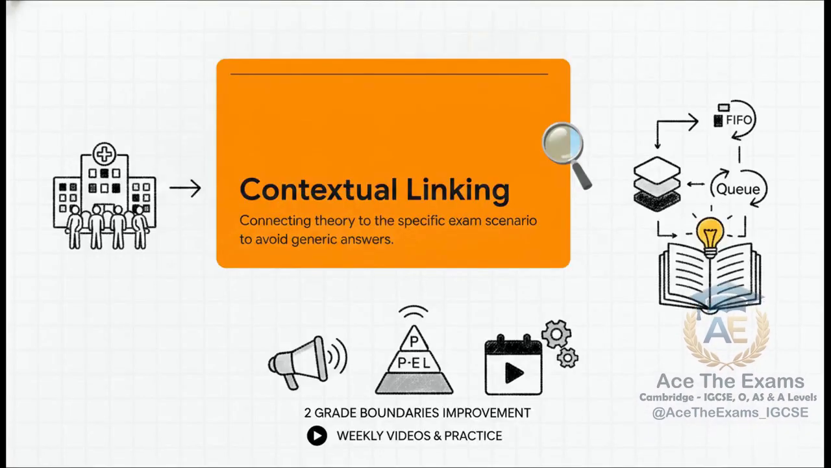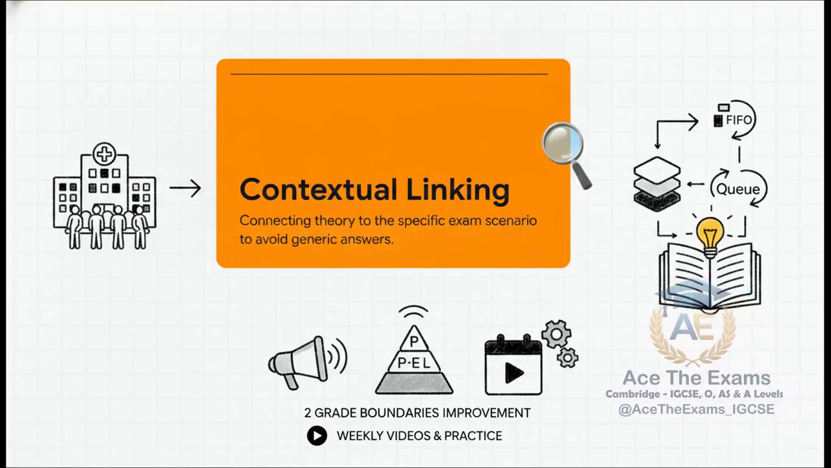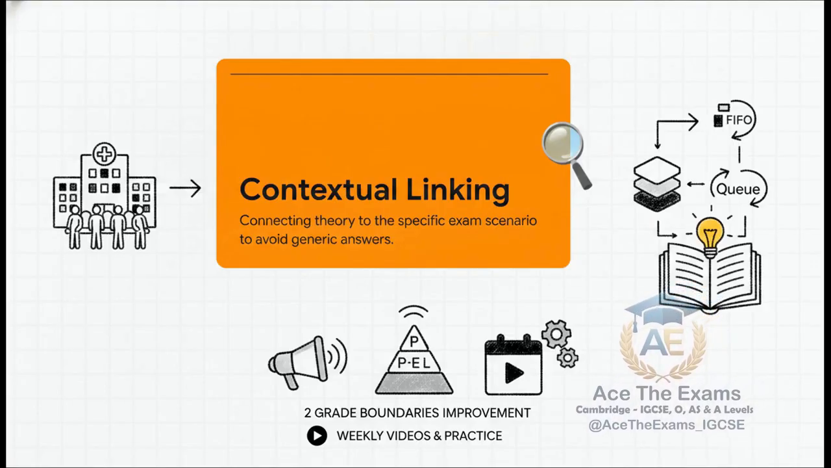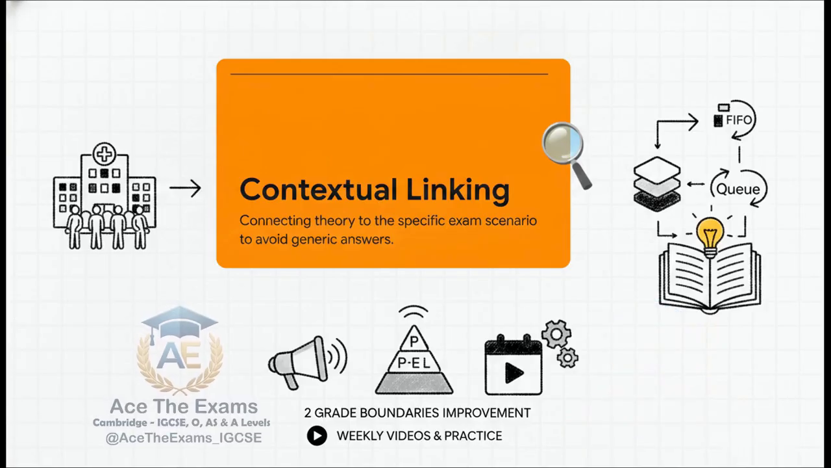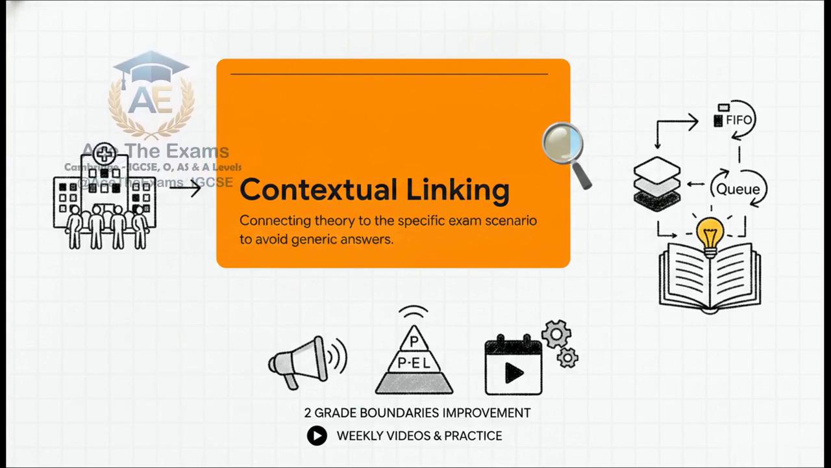Let me clearly define the ultimate golden rule for exam success to completely eradicate that third trap. Contextual linking. Contextual linking is the deliberate act of explicitly connecting every single theoretical point you make directly back to the specific, unique scenario provided in the exam question, entirely avoiding those generic textbook answers.